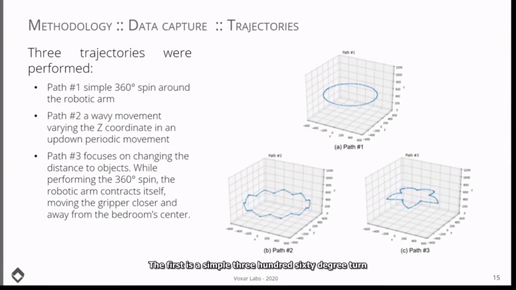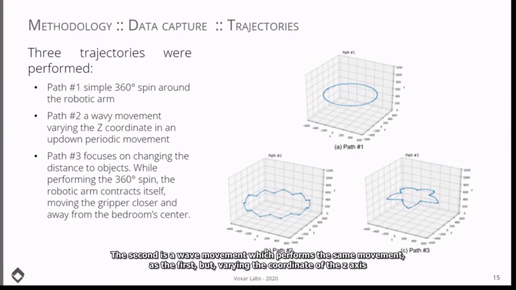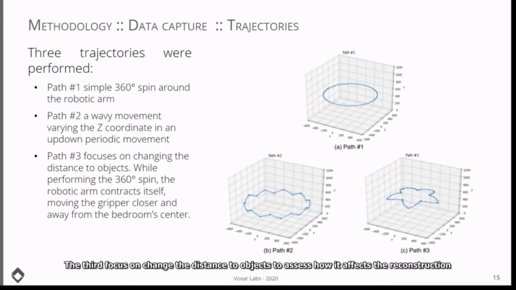The first is a simple 360-degree turn. The second is a wave movement, which performs the same movement as the first, but varies the coordinate of the z-axis. The third focuses on changing the distance to objects to assess how it affects the reconstruction.